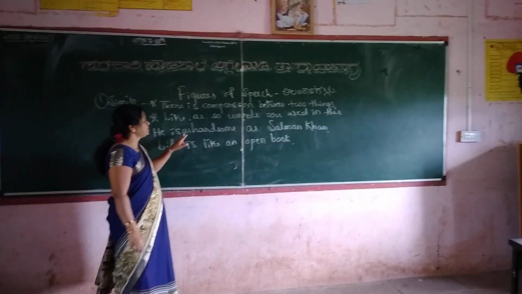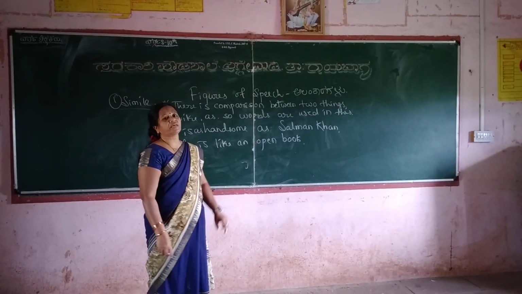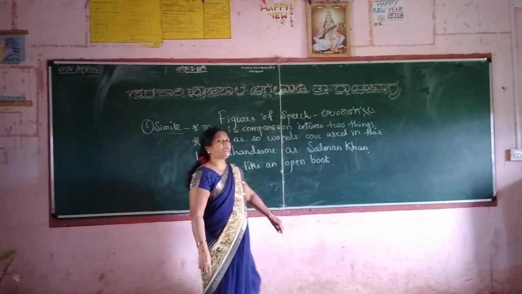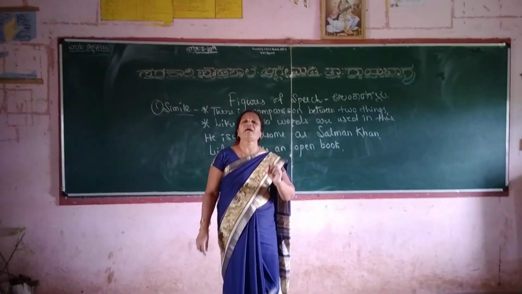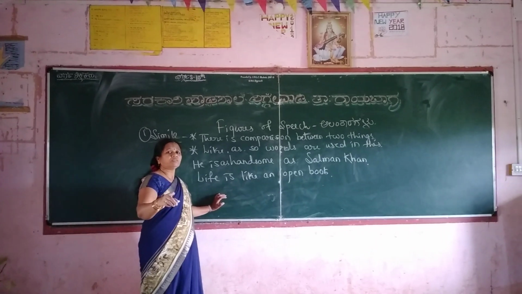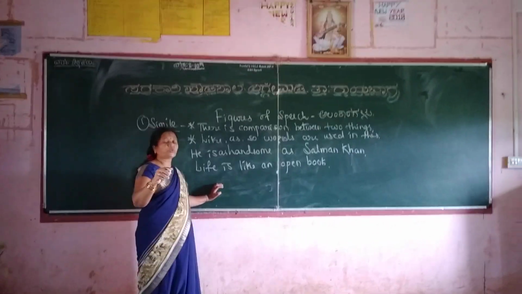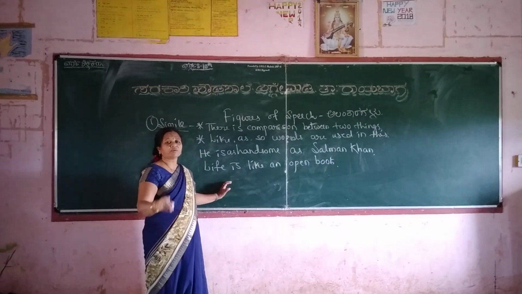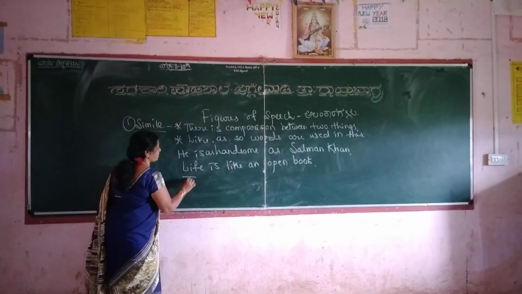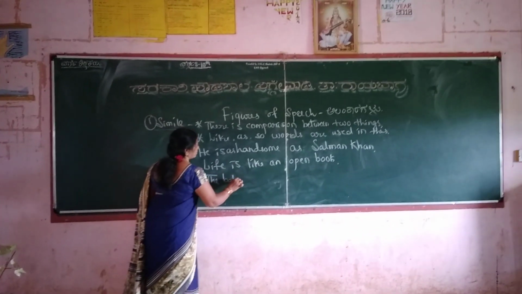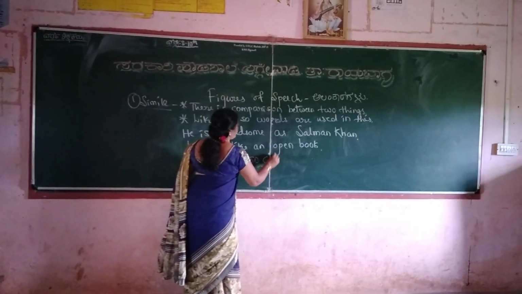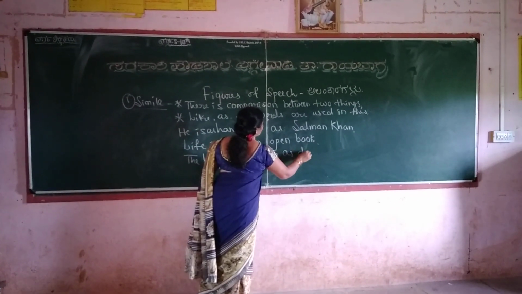He is as handsome as Salman Khan. When we compare two things, we have to use words like "like" or "as". The baby is as cute as a doll. Or the baby is so cute as a doll. We have to write like this.